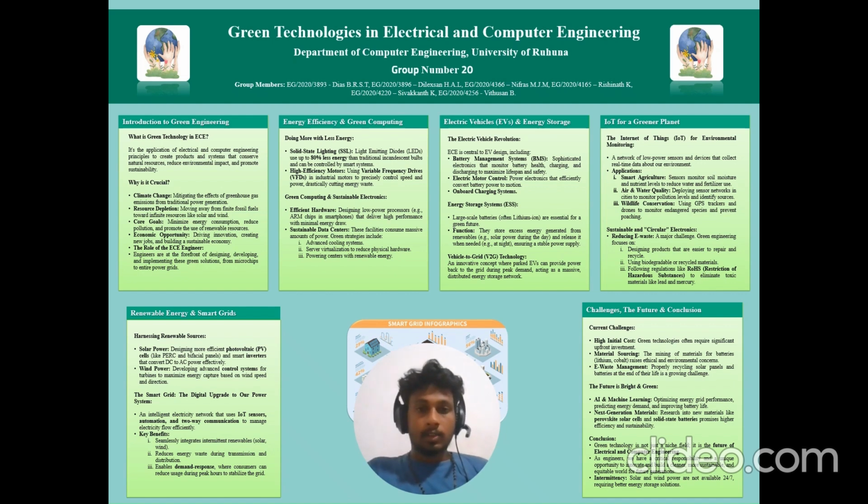Now, storage systems are big batteries, usually lithium ion. They store extra energy from solar or wind power and release it when needed, keeping electricity steady. The new idea is vehicle to grid technology. Parked electric vehicles can give electricity back to the grid during peak times, acting like a small power station. So, electric vehicles and energy storage are changing how we travel and use energy, making our future cleaner and better.